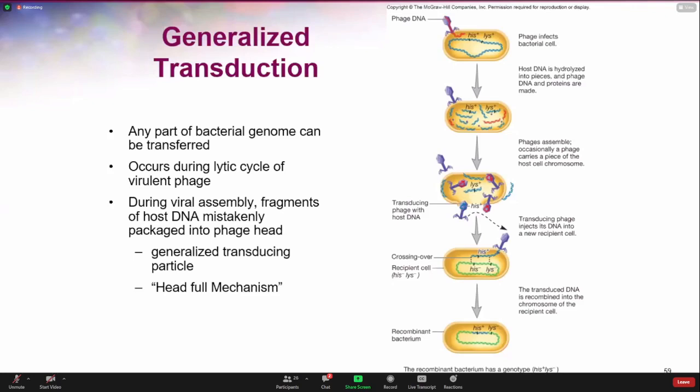So you can have this brand new recombinant bacterium result, which originally was mutant for both the his anabolic operon and the lysine anabolic operon. And now after this transduction event, the phenotype of these cells changes so that it's no longer auxotrophic with respect to the histidine operon. It can grow in the absence of histidine as well. All right, so we refer to this as the generalized transduction method.